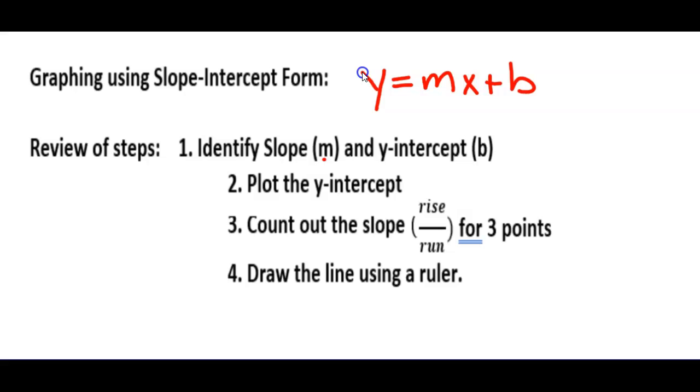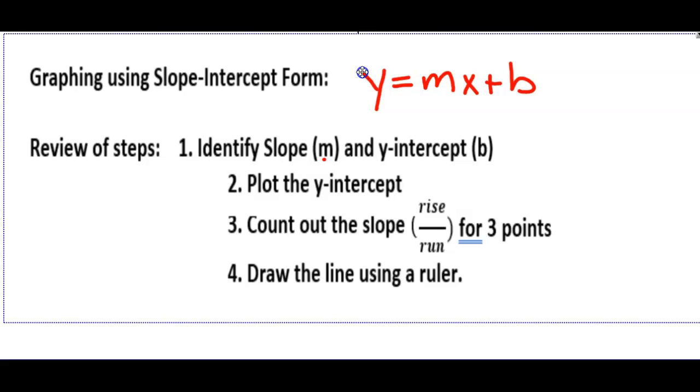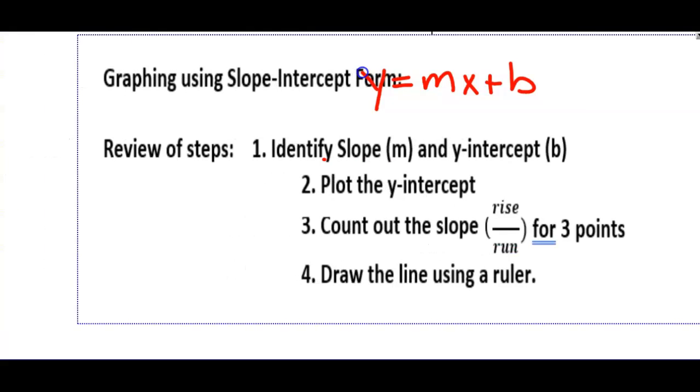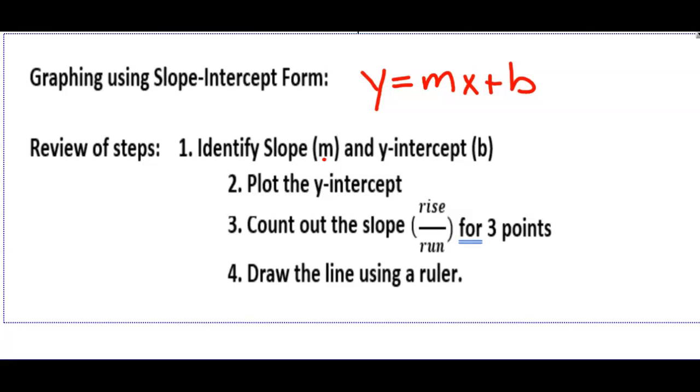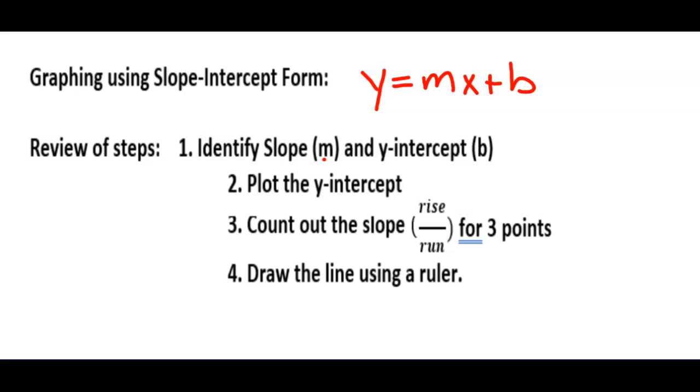First, identify our slope, or m. Then identify our y-intercept, or b. Then we're going to plot the y-intercept. We're going to count out the slope, the rise over the run, for 3 different points, and then we're going to draw the line, and we're going to use a ruler. It's really important in this section that we use a ruler because our lines being straight depends on whether or not our answer is correct. So make sure that that's good.